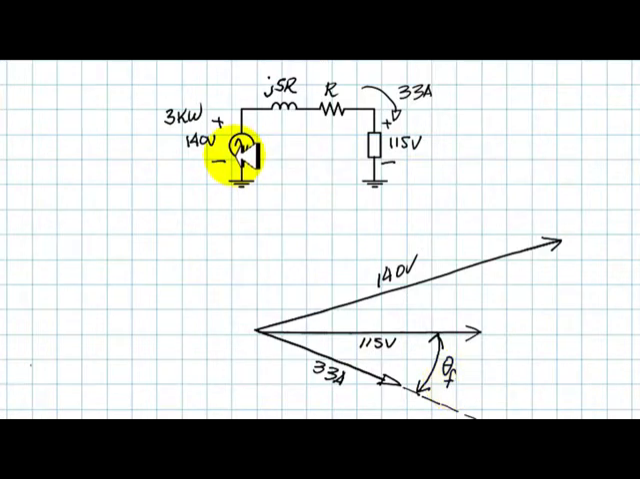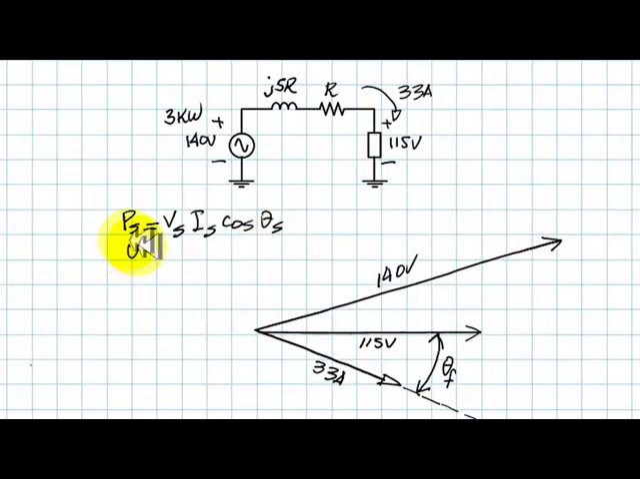At the source, we know the voltage. We know the power. We know the current, which is also 33 amps. Hey, we know the power factor here, don't we? Remember that the power at the source, PS, is voltage at the source, which is 140, times current at the source, which is 33 amps, times the power factor at the source. We know this is 3000 watts, this is 140, and this is 33. We can find this angle.